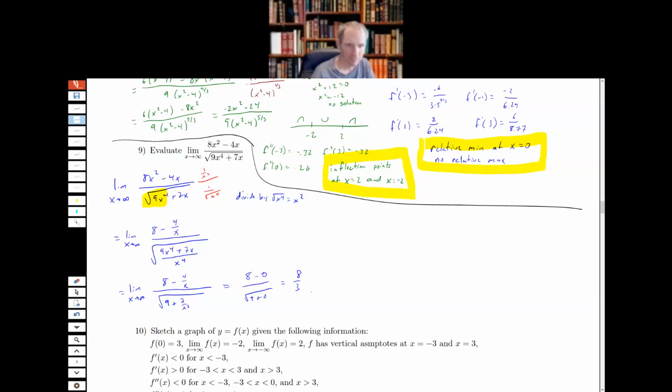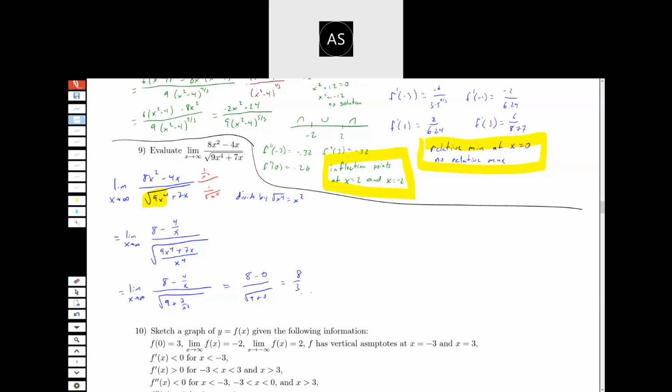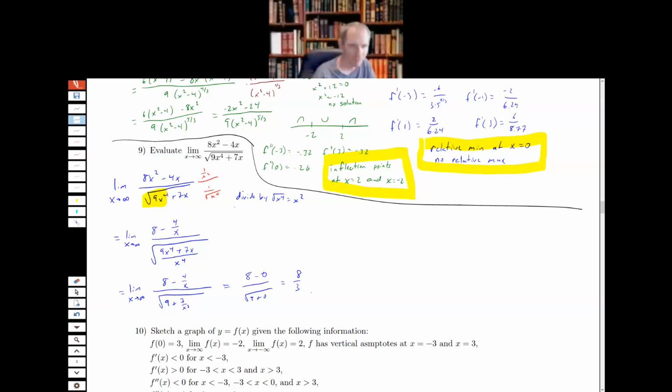How'd you get 1 over x squared? So I said I'm going to divide by x squared. It's the same as multiplying by 1 over x squared. Okay. The key was that x squared and the square root of x to the fourth are the same thing. So 1 over x squared and 1 over the square root of x to the fourth are the same value. It's just that the 1 over x squared is more convenient in the numerator, and the 1 over square root of x to the fourth is more convenient in the denominator.